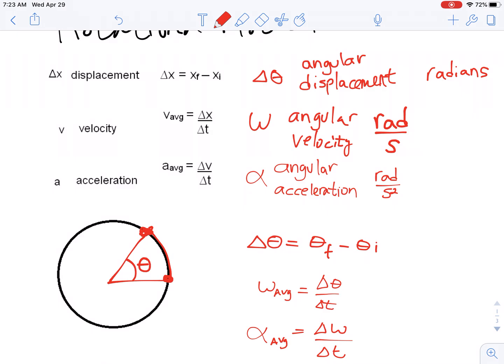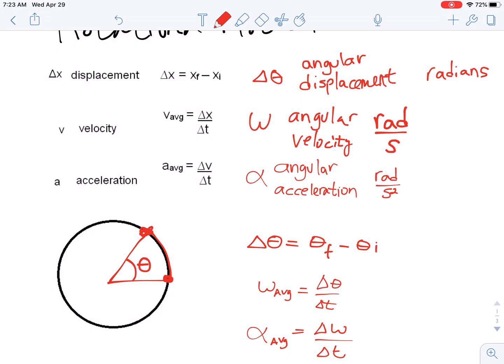Now, if it does that quickly, so if the object is moving really fast, then it's going to have a high angular speed. So the faster it rotates, the higher omega is going to be, and that is the angular speed. And the slower it rotates, the lower omega average will be, the angular speed or angular velocity.